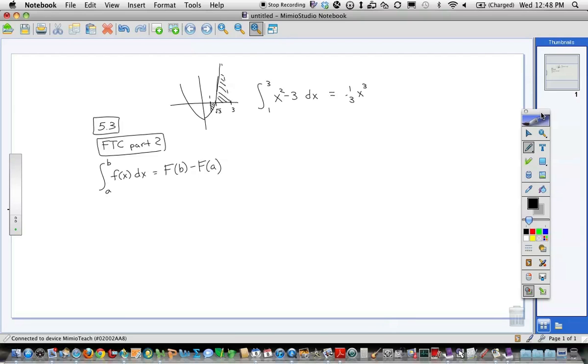1/3 x cubed minus 3x. Now, normally you would stick on a plus c, right? You would put a plus c on there. However, if we put a plus c on that, then we plug in a b and plug in an a. In other words, we plug in a 3 for x, plug in a 1 for x, and subtract, and what happens to the c's? They would subtract out. They would disappear. So in the fundamental theorem part 2, when you do the antiderivative, it is not necessary to put on the plus c. It'll just subtract out anyway.